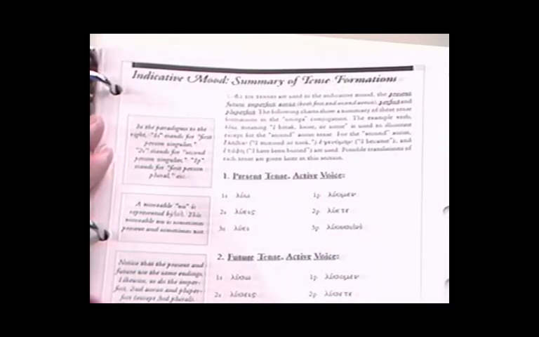Turn now to page 3-17, and you'll see the same kind of chart, but for the middle and passive endings. Again, I simply want you to know that this page is here, but at this point we're not ready to learn these endings. Turn now to page 3-18, and we see a summary of the indicative mood, the tense formations.